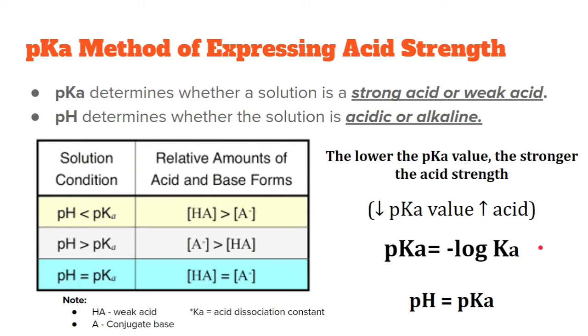And here in pKa, guys, we still can't escape computations. We have a formula here, which is somehow similar to the pH: pKa is equal to negative log of Ka, wherein Ka is the acid dissociation constant. And the pH is equal to pKa as well.